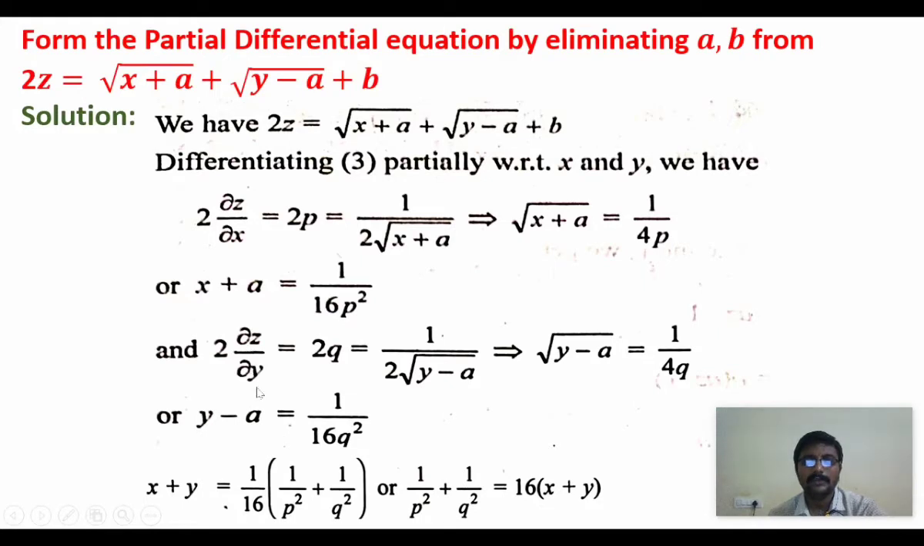Adding these two equations, clearly here a gets cancelled, so we will have 1 by 16p square plus 1 by 16q square. Now taking out 1 by 16 as common, that is 1 by p square plus 1 by q square. So which is the required partial differential equation of first order and first degree.